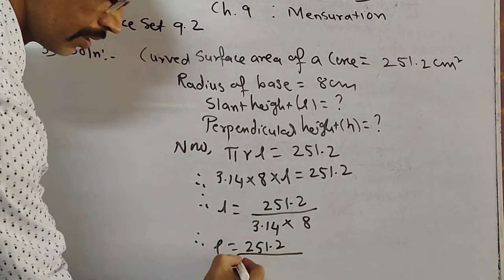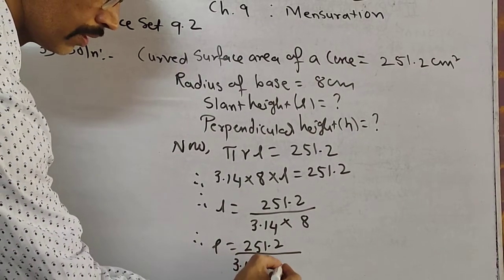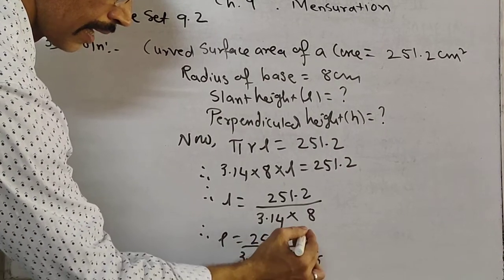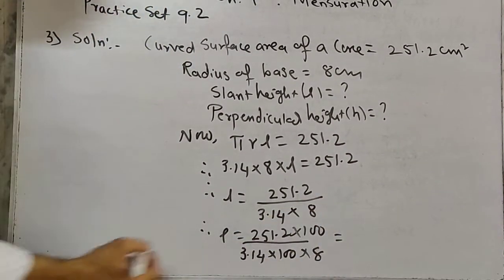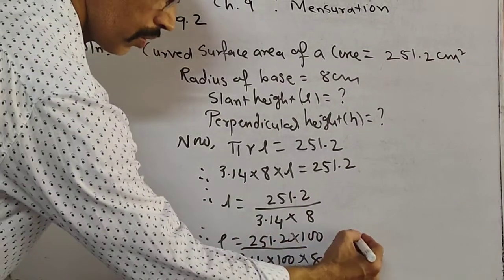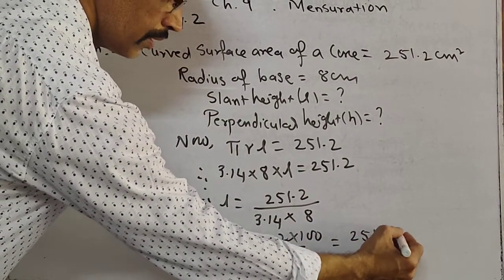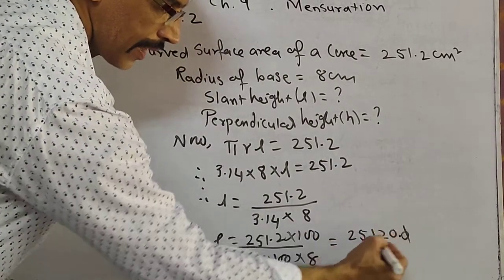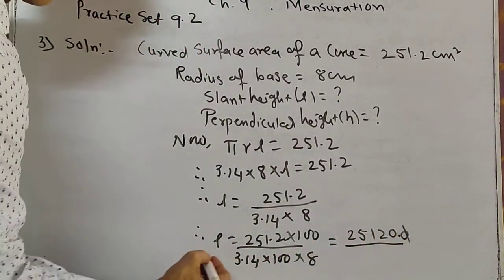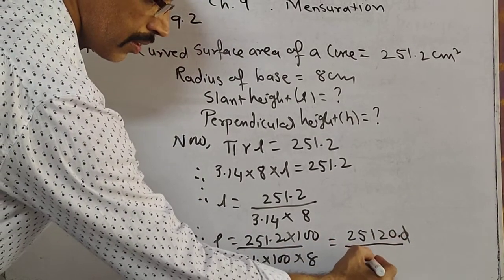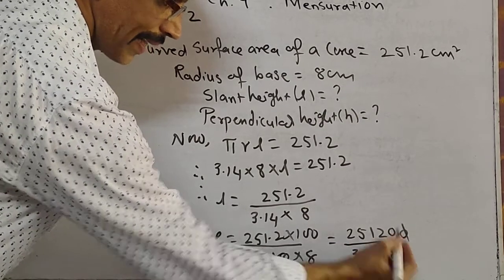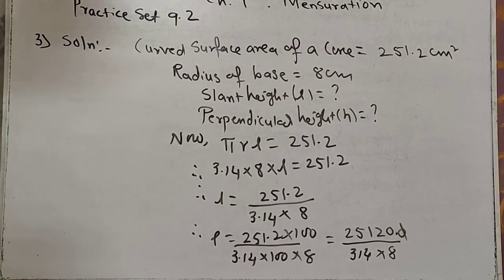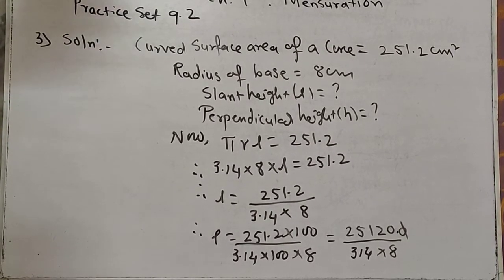251.2, 3.14 into 100 into 8. Up also multiply by 100. So you will get 251200. After decimal point, one digit is there. Leave one number and put the point. This will get cancelled. Okay. And here 314 point will get cancelled into 8. 25120 upon 314 into 8.